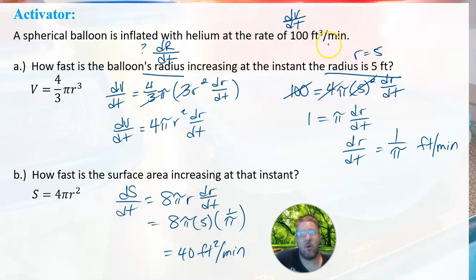So they're giving us the equation. They're telling us a spherical balloon is inflated with helium at a rate of 100 feet cubed per minute. How fast is the balloon's radius increasing? That would be dr/dt. That's the rate at which the radius is increasing at the instant that the radius is 5.